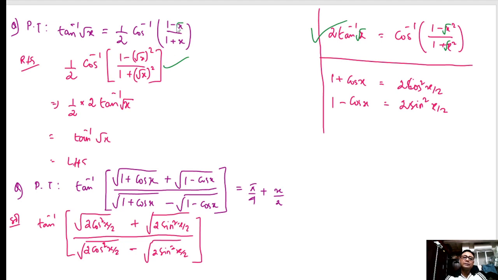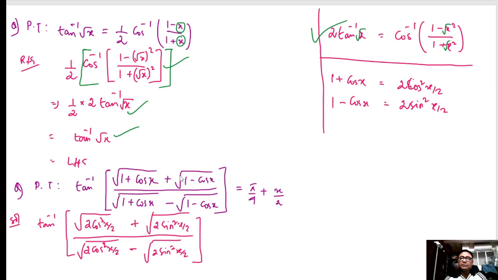This x is written as root x whole square. Now this part is actually 2 tan inverse root x. This part, as you can see from here, 2 tan inverse root x will be this. So this part is 2 tan inverse root x, 2 cuts this. So that is our answer.